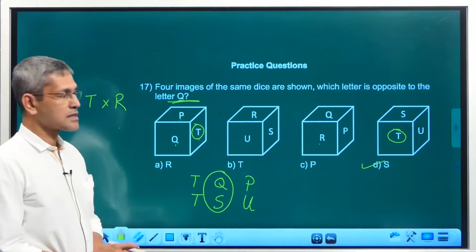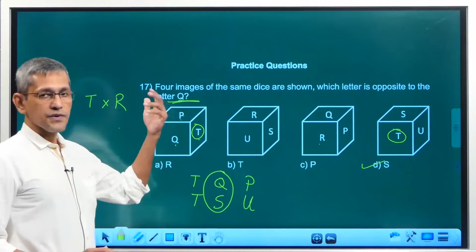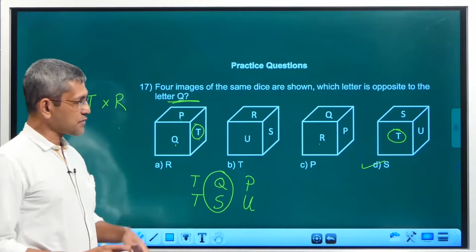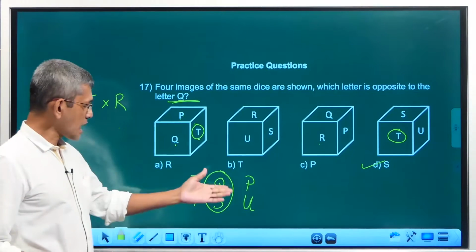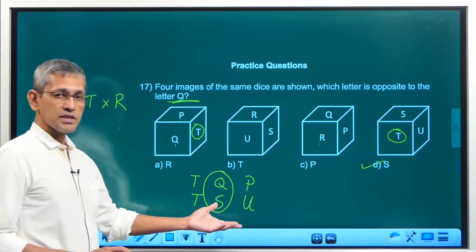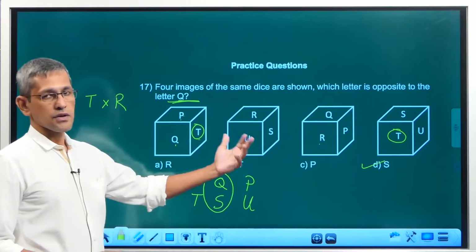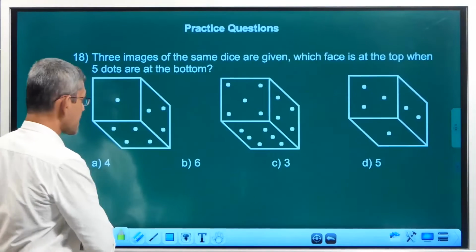Got the answer? Of course, there are many other different ways of getting the answer. You can go for different ways of comparing the images. But ultimately, since we have the answer, there's no need to go further. All right, next one here.